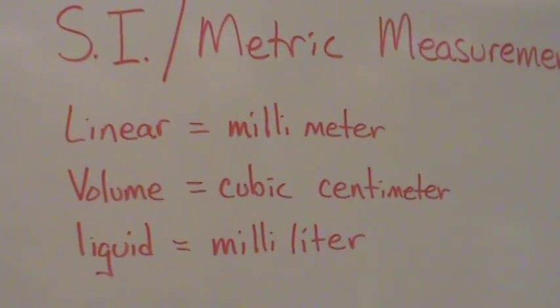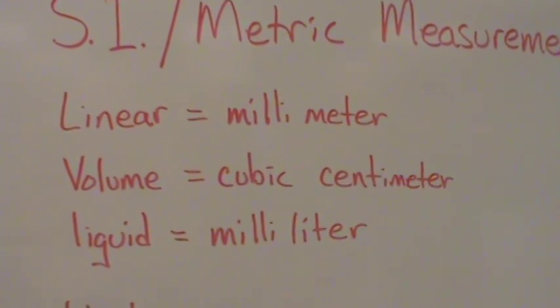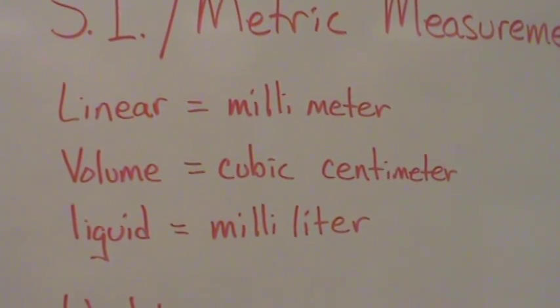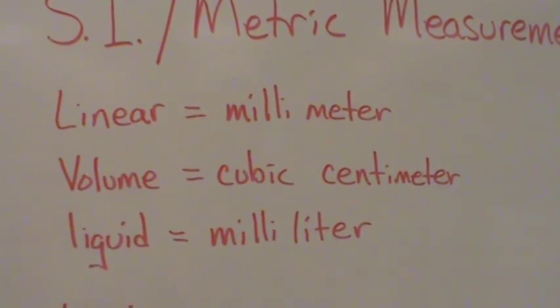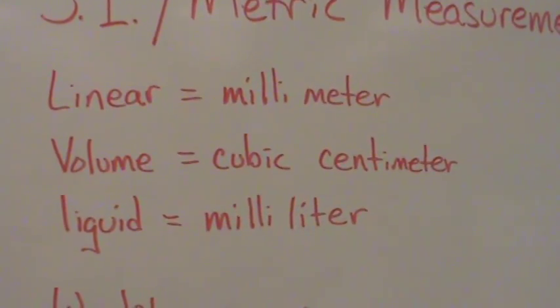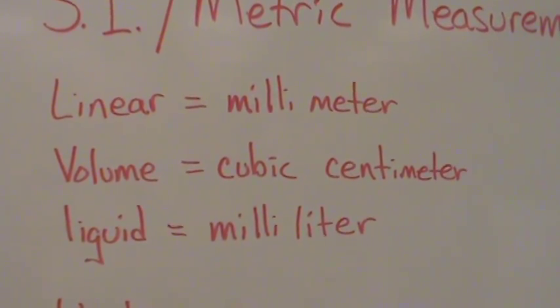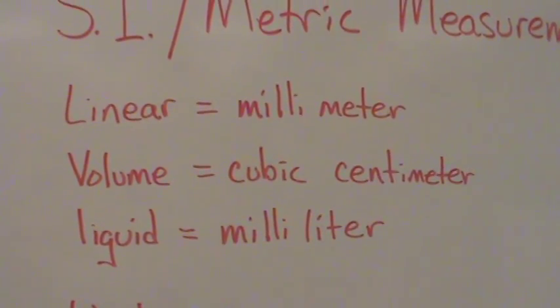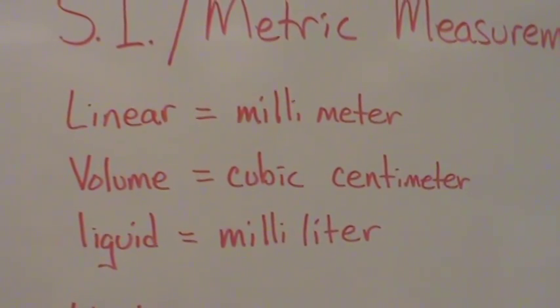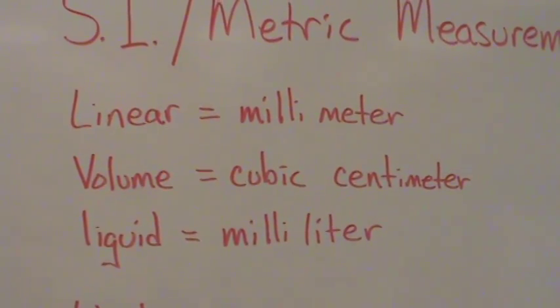There are three forms of measurement that we need to be familiar with. There's linear, which is along a line, volume, which is how much space something occupies, and liquids. Again, it's how much space something occupies. For linear, the basic unit of measure is millimeters. In volume, we use cubic centimeters. And in liquid, we use milliliters as the basic unit of measure.